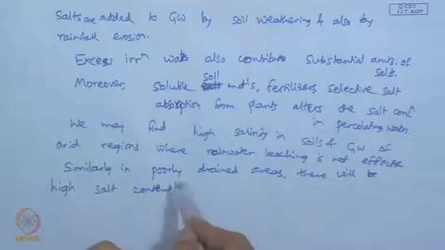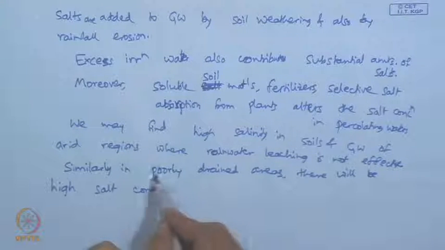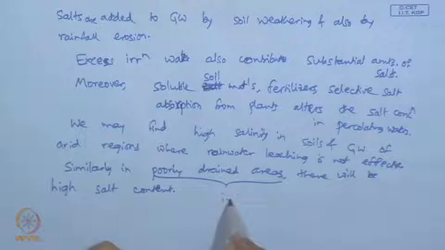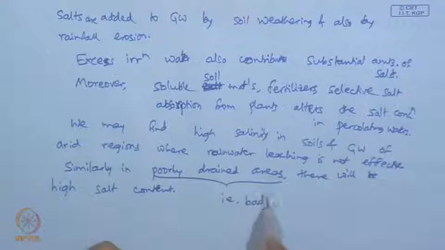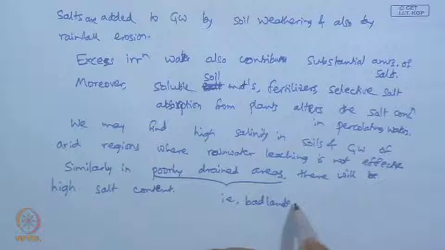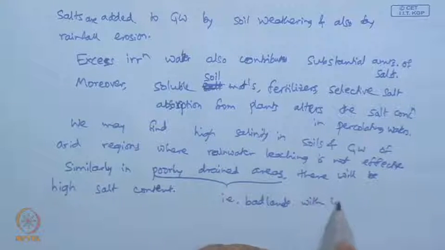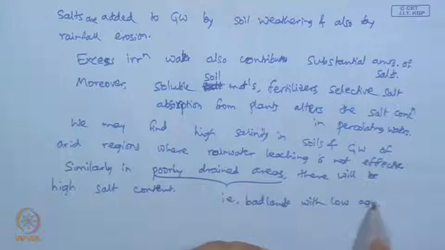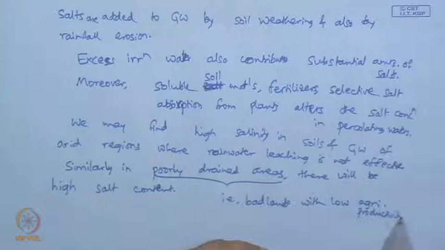So, these poorly drained areas are generally referred to as badlands, because of poor drainage with low agricultural productivity. So, this is how the salinity in soils varies.